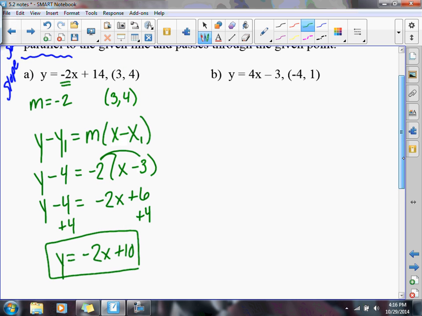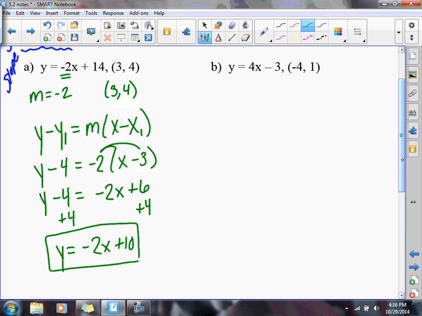Now that equation should be parallel to my other equation. So it has the same slope as the one that they gave me, but my intercept is different. That's good. I don't want them to be the same because then they would be the exact same line. They'd be on top of each other. Okay, so let's try that again for part B.